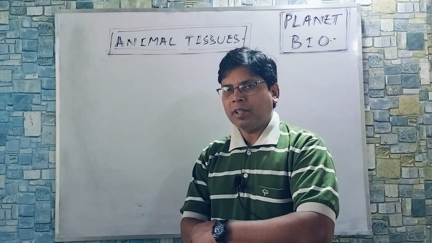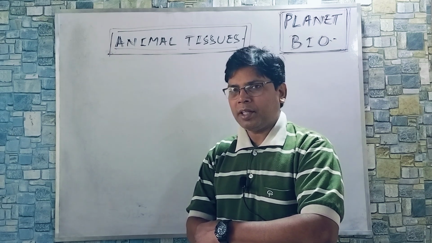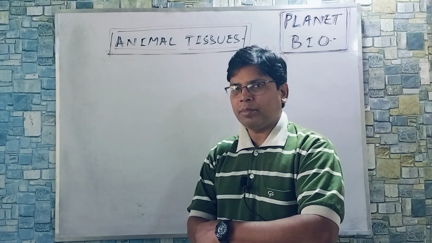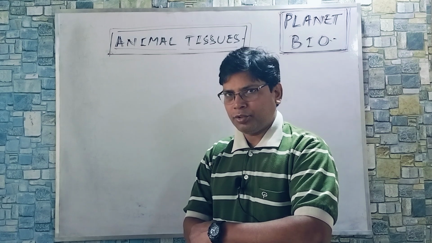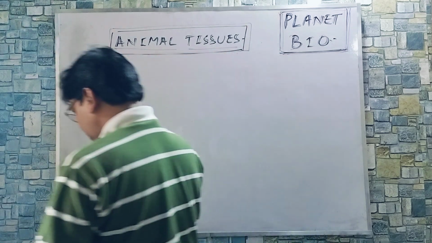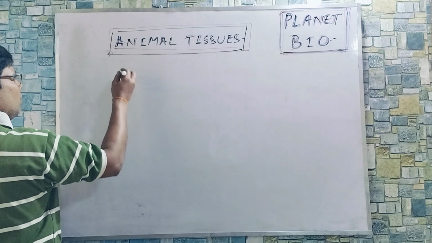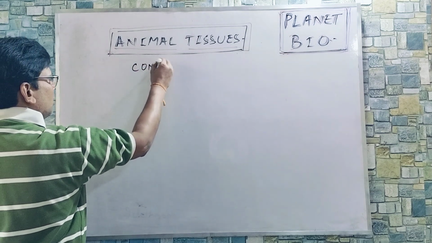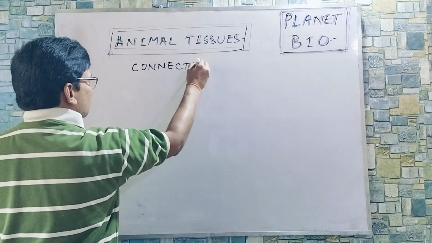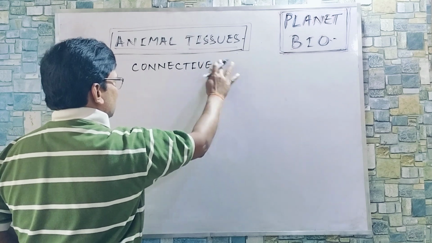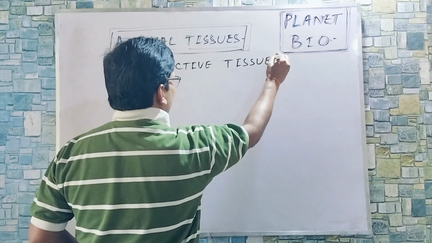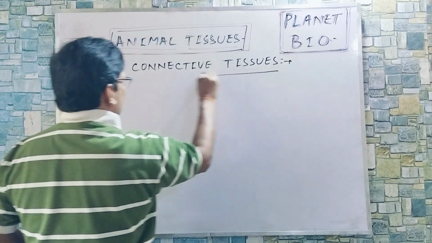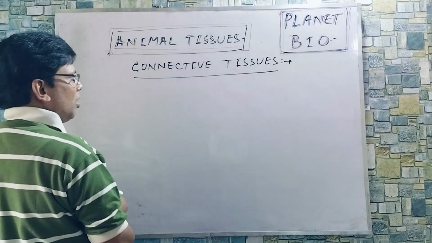So we are continuing with animal tissues. First type, epithelial tissues, we have already discussed in the previous class. Now it's time to discuss all about connective tissues. Connective tissues, as the name suggests, are known for binding and linking two structures in our body.